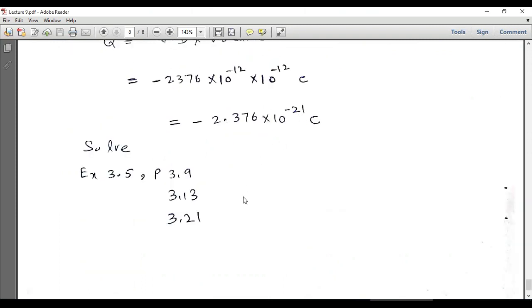So for a deeper understanding, I suggest all of you students to solve these problems. This is example 3.5, and these are the end problems 3.9, 3.13, and 3.21 of the textbook. And the textbook is Engineering Electromagnetics by William Hayt, and it's the sixth edition. So that is all about the third chapter of the textbook, and I hope you have enjoyed and understood all the concepts which are discussed in this lecture series.